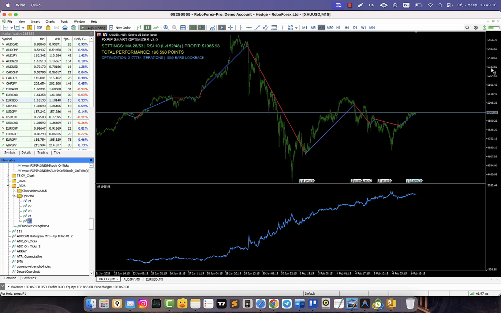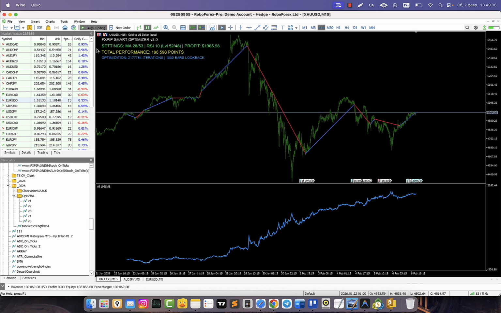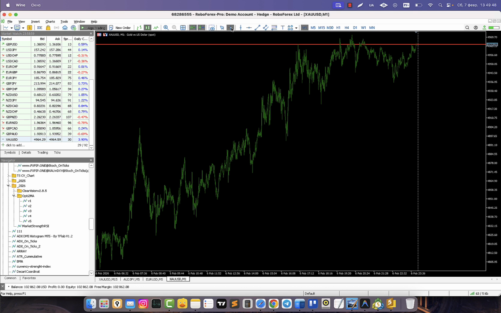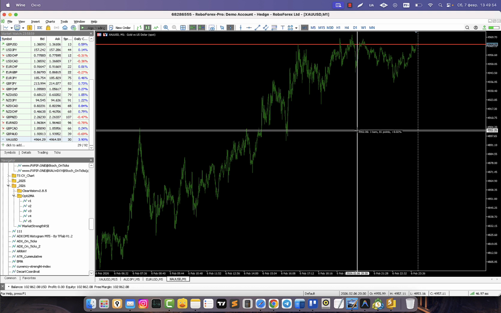XAUUSD for 2 digits is like Forex, 100 points for such lot size 0.01 gives us $1. This is M15. Okay, it's too much. XAUUSD chart window M1, and there is this, this is 100 points. It gives us $1 if we open 0.01.